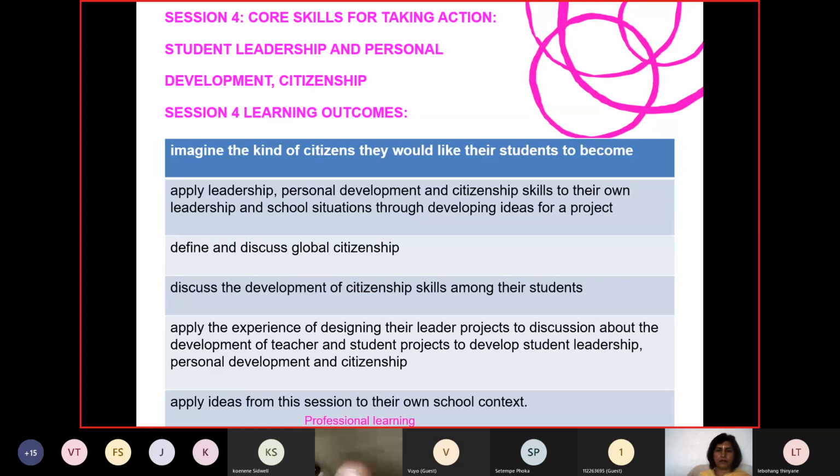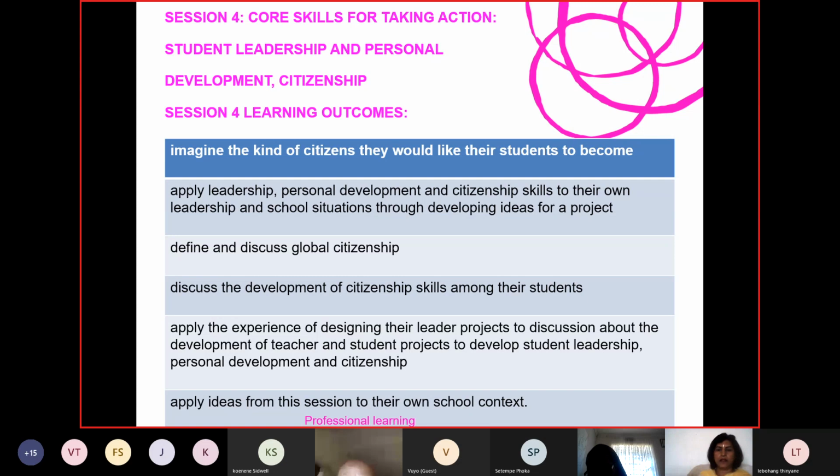Apply the experience of designing their leader projects to discussion about the development of teacher and student projects to develop student leadership, personal development, and citizenship. And lastly, apply ideas from the session to their own school context.